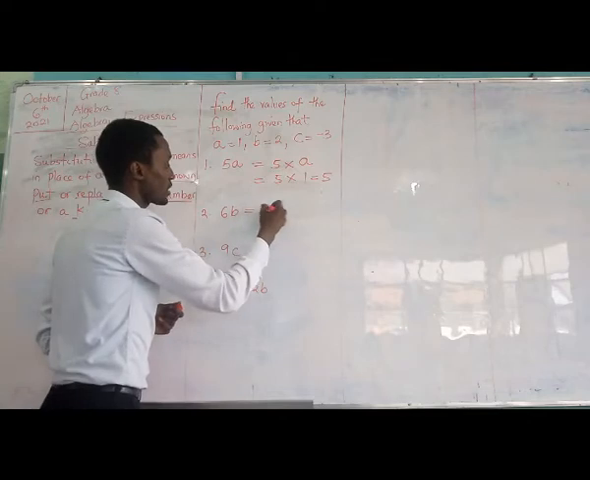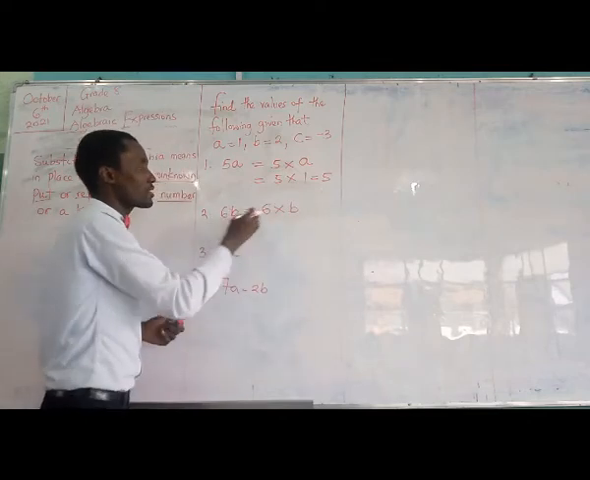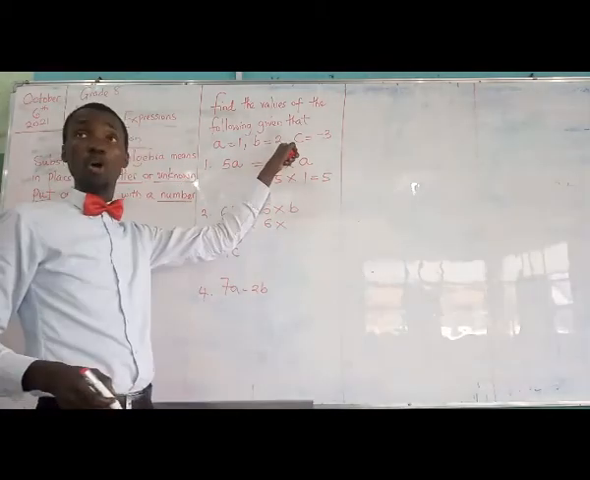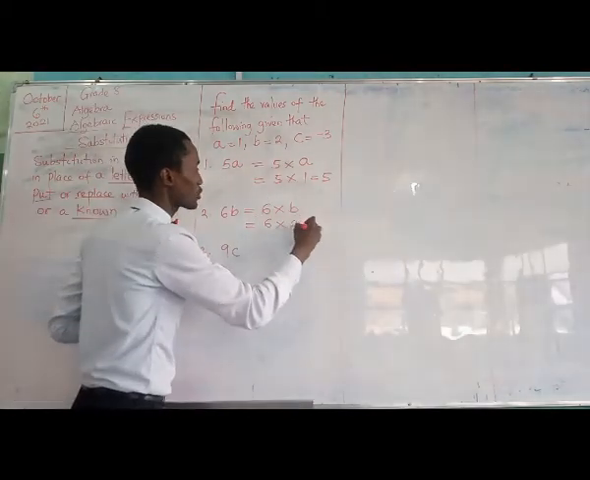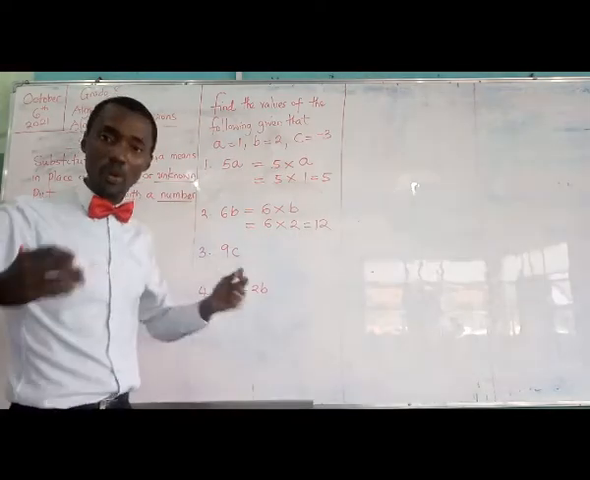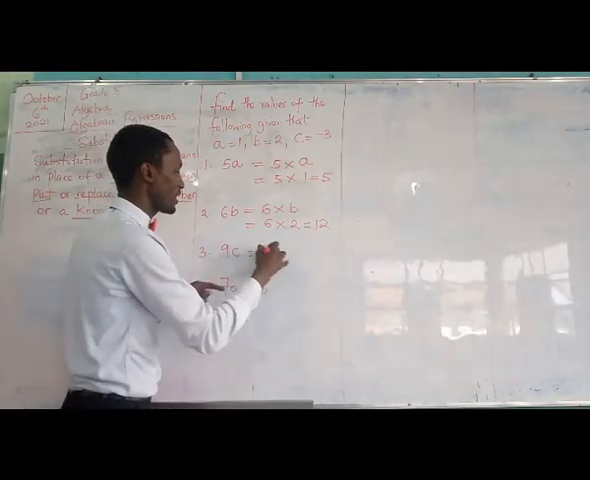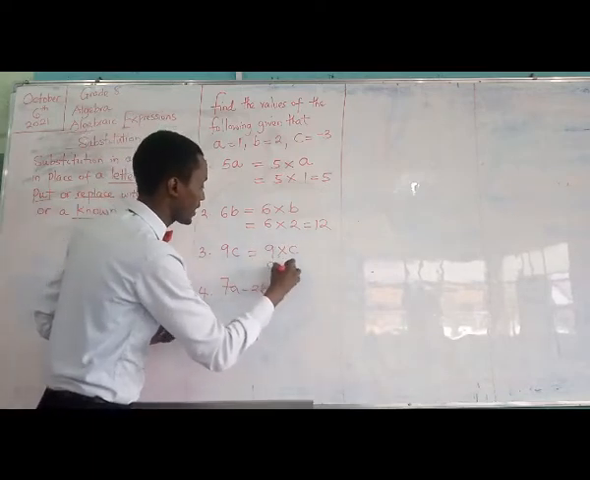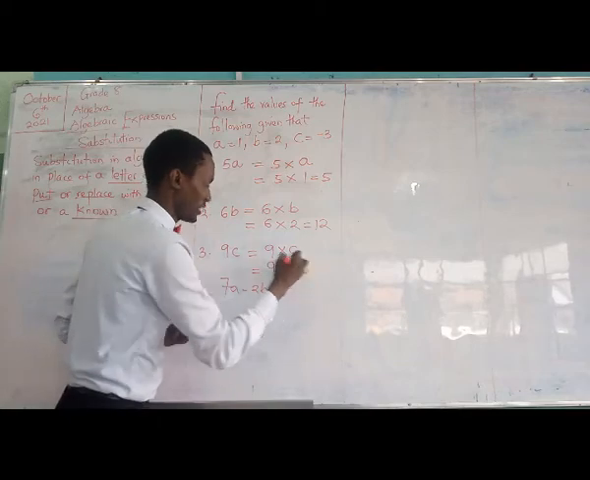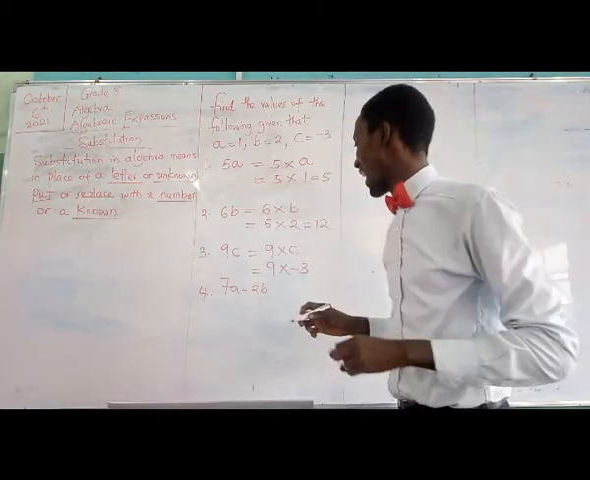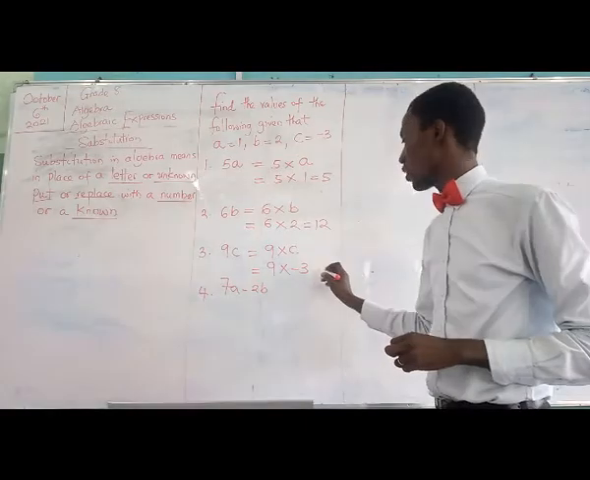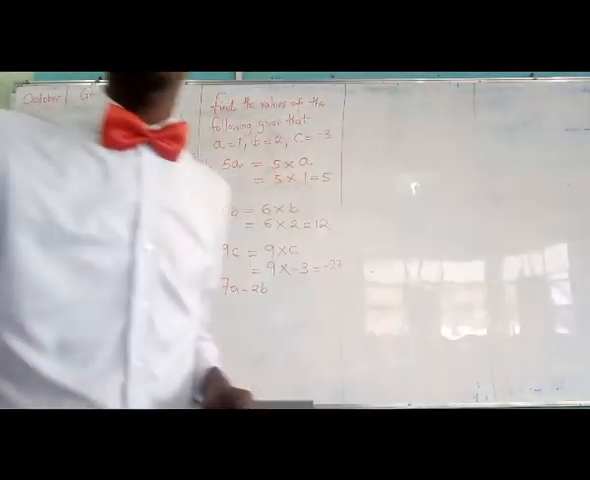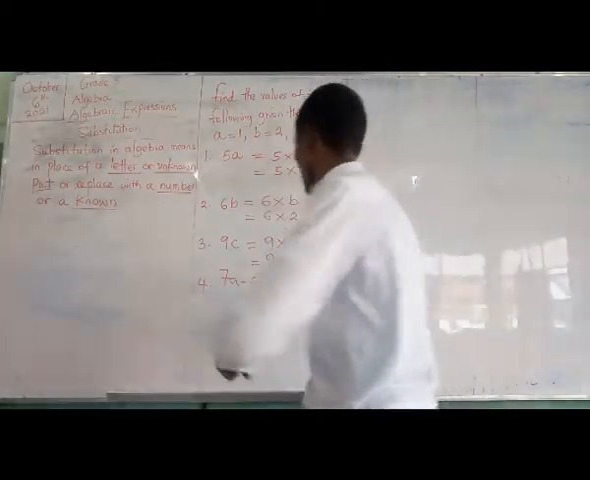For this will be what? 6 times b. 6b means 6 times b. That will be what? 6 times. What is b? B is 2. And my answer becomes what? 12. We go to the next one. It says 9c, meaning 9 times what? C. What is c? C is -3. That will be 9 times what? -3. And that in turn will give you what? Negative 27.